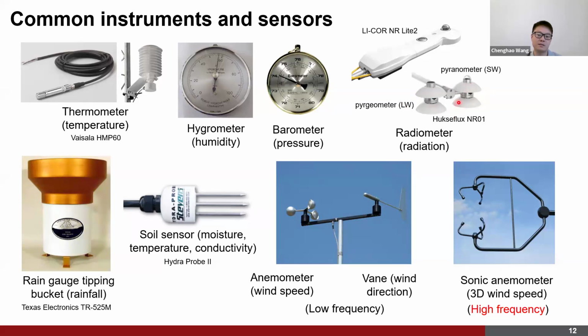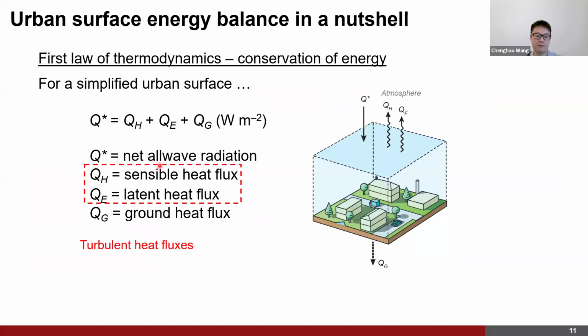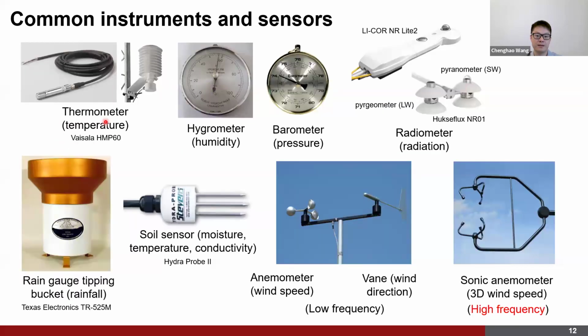So we can use these two sensors to derive the Q star term. We know the upwelling short wave and long wave, and downwelling long wave and short wave. We can reasonably derive this term over here. Okay, so we also use this tipping bucket rain gauge to measure the rainfall rate. And this instrument basically has two connected buckets. It will tip over once one of these two buckets collects enough water, liquid water, I mean.